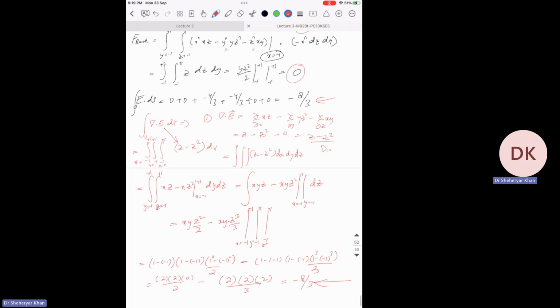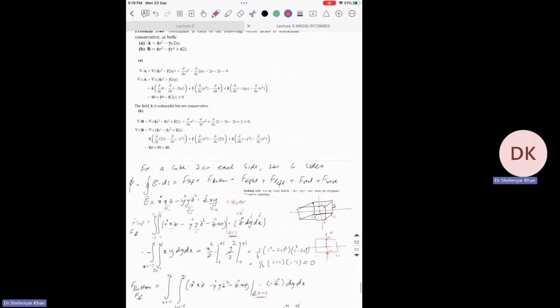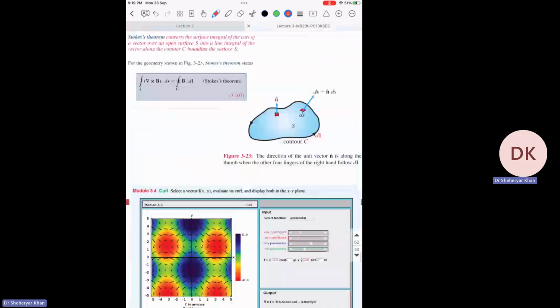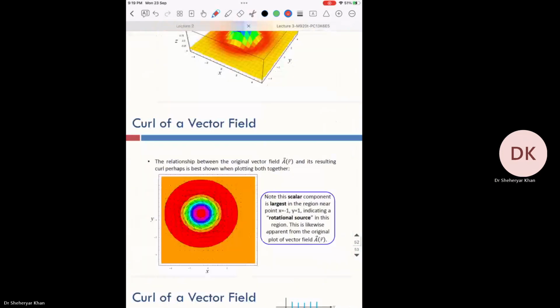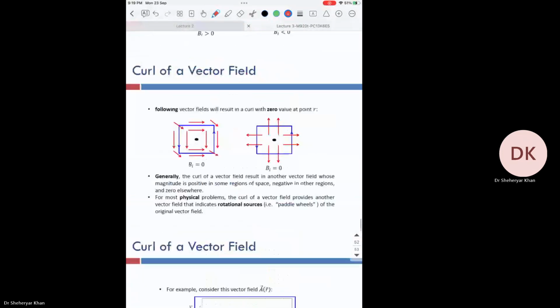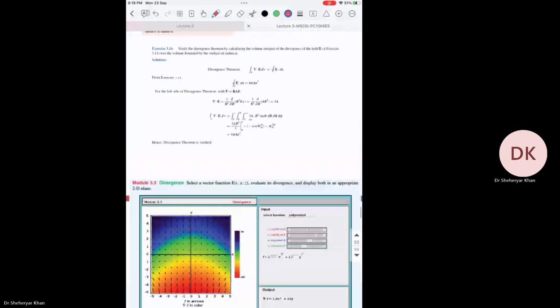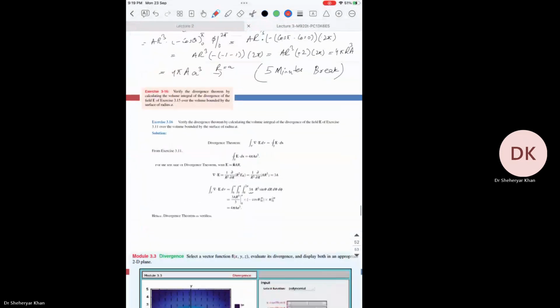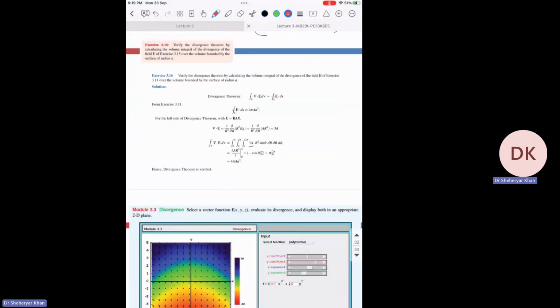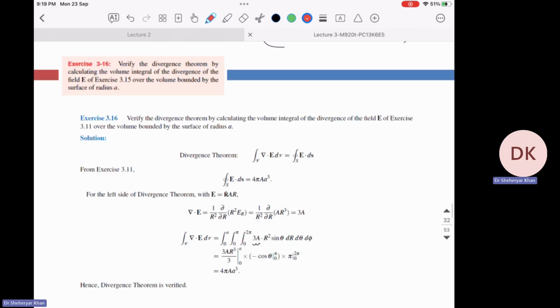Okay, let's continue our discussion. This is the divergence problem that uses the divergence theorem. You can verify it. This is for your practice.